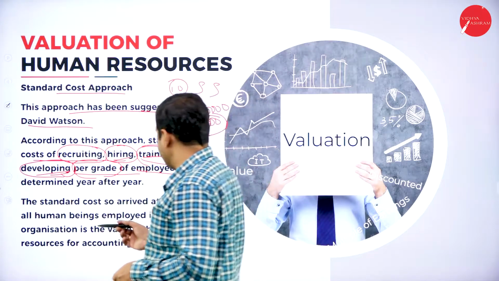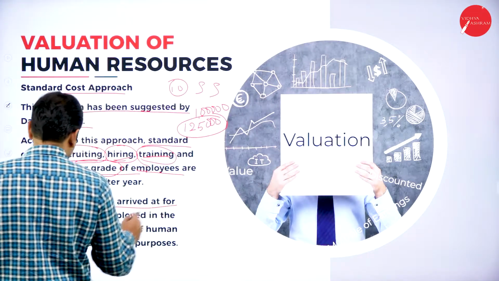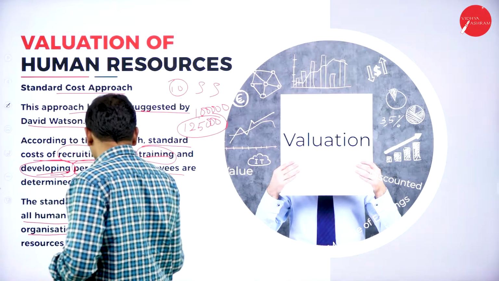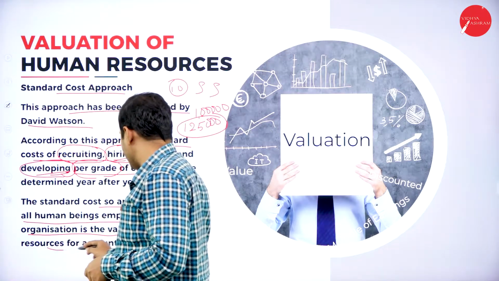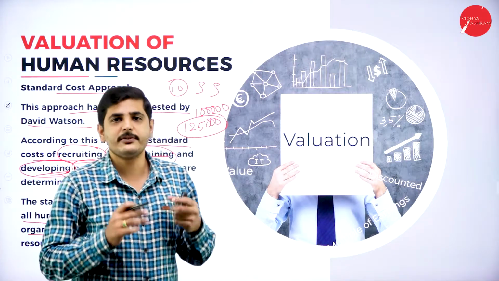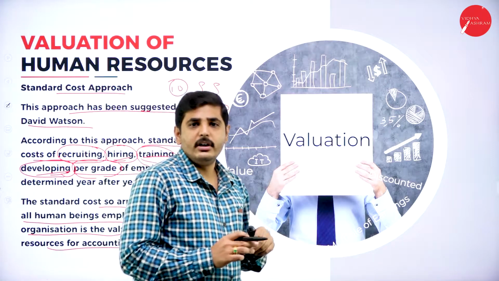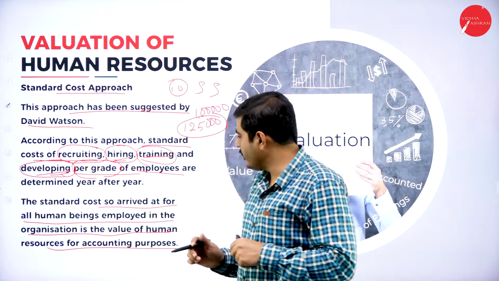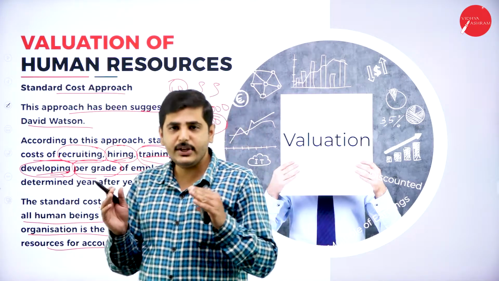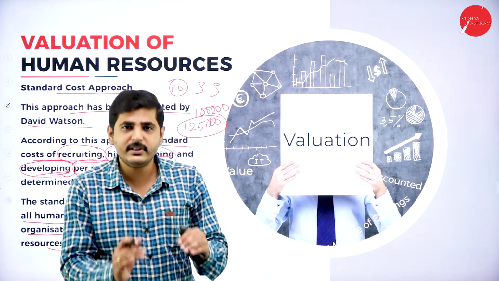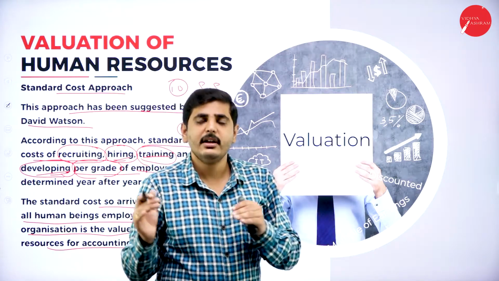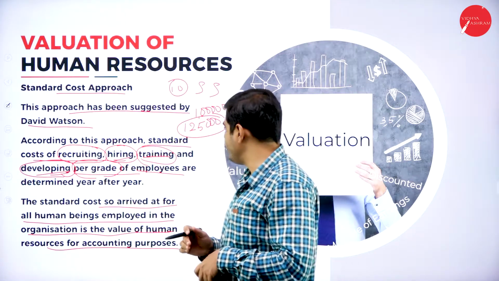Next one, the standard cost so arrived at for all human beings employed in the organization is the value of human resource for accounting purpose. For the accounting purpose, the standard cost is fixed for all types of human resource of the employees on the basis of their skills, performance, and the nature of the work. We will fix a standard cost for each and every department, each and every variant of job.